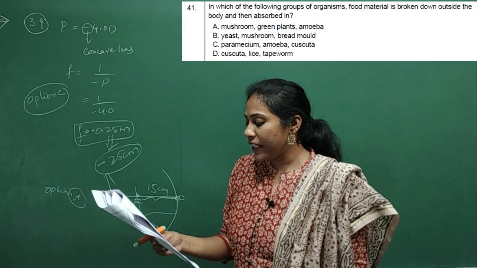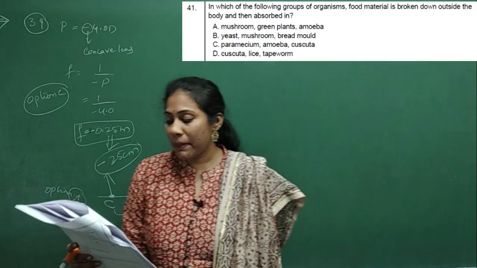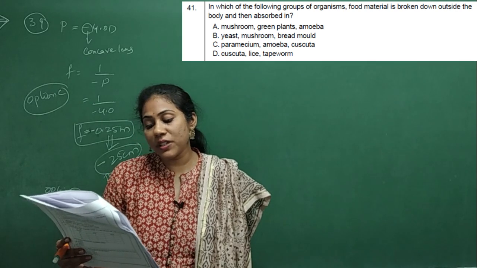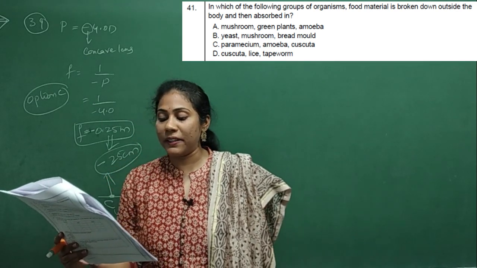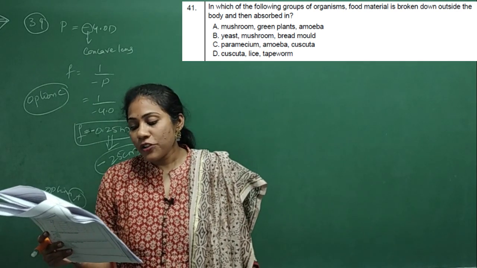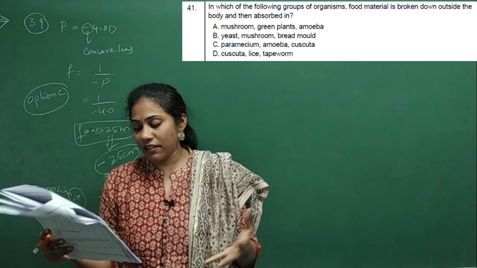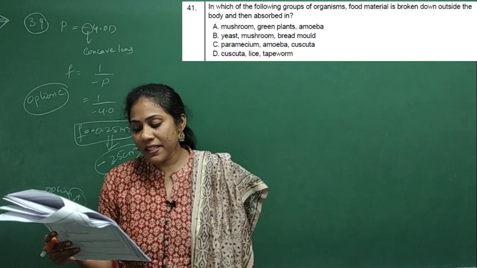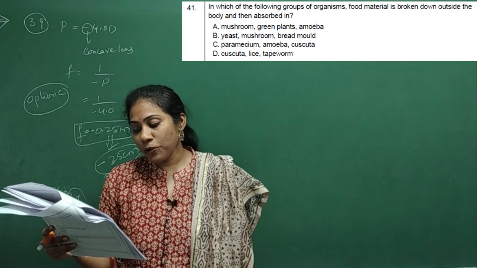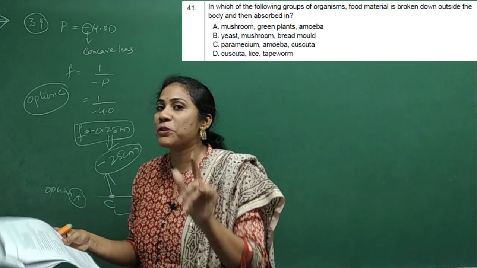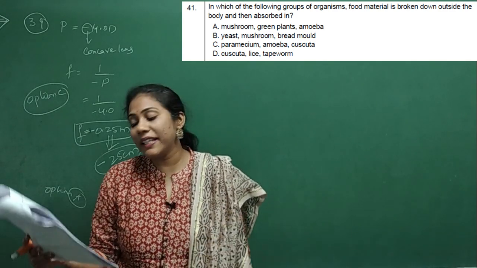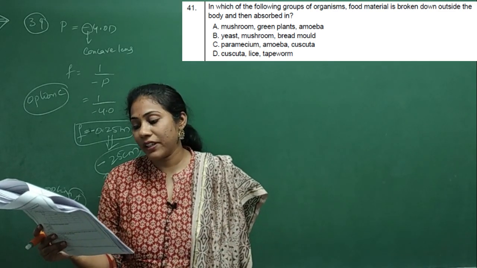In which of the following groups of organisms is food material broken down outside the body and then absorbed? It's in fungi, right? So here in the given options, you just check where all the fungal species are. Yeast, mushroom, bread mold. That you find in option B, right? So option B is the correct answer.